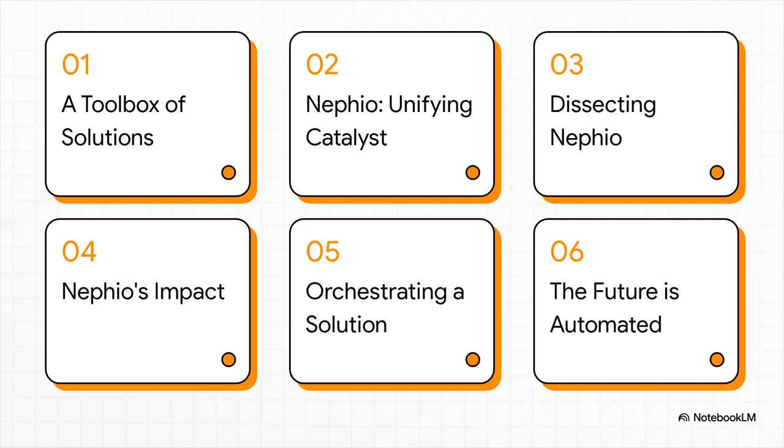We'll focus our attention squarely on our main subject, Nephio. In Section 2, we'll introduce it as the unifying force. In Section 3, we'll dissect its framework to see how it works under the hood, and in Section 4, we'll talk about its real-world impact. After that deep dive, our funnel will start to widen again. In Section 5, we'll zoom back out to see how Nephio, combined with all the other tools from our toolbox, orchestrates a complete end-to-end solution in the real world. And finally, in Section 6, we'll look to the future.